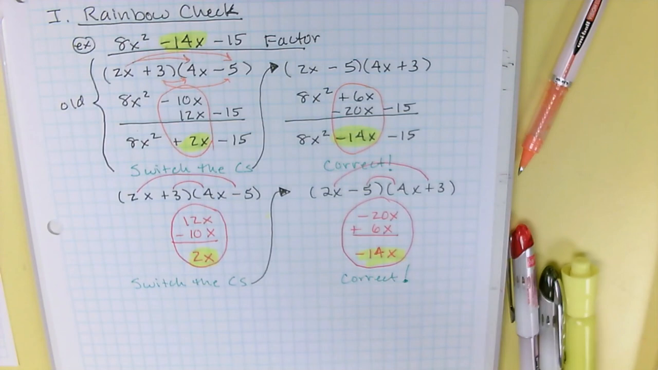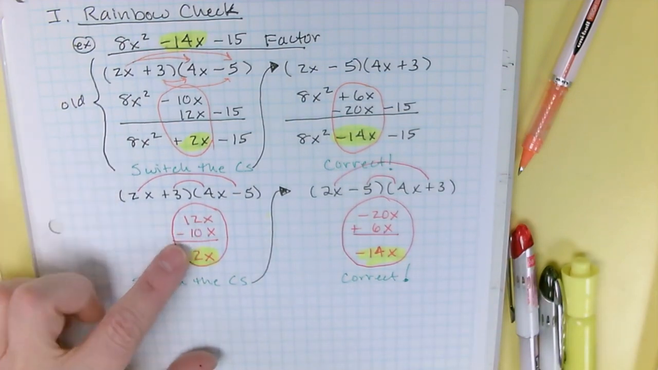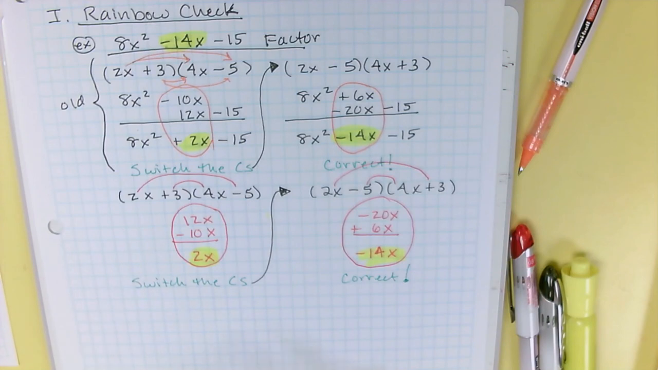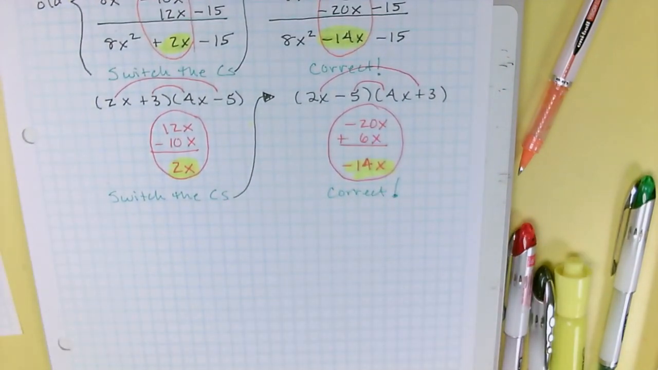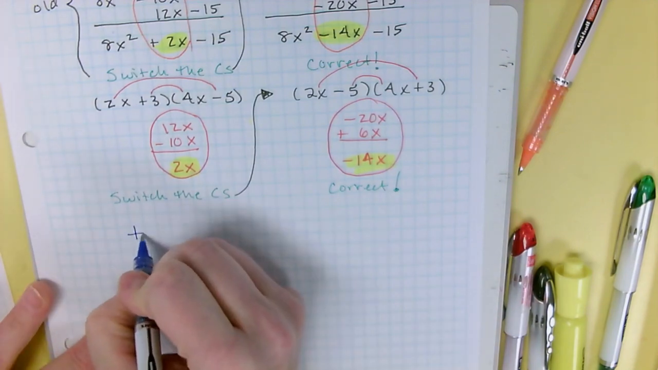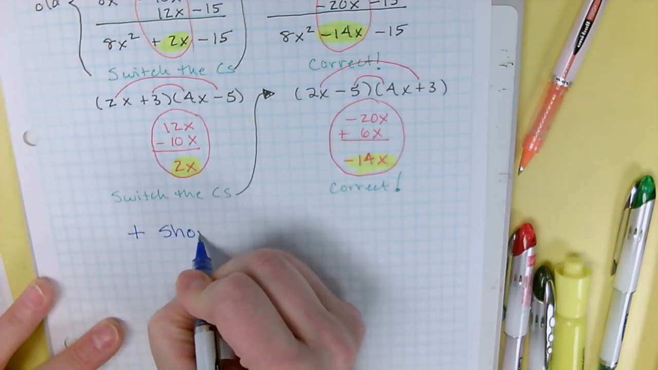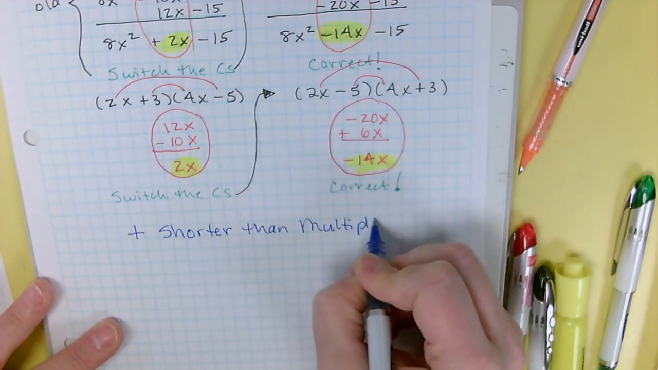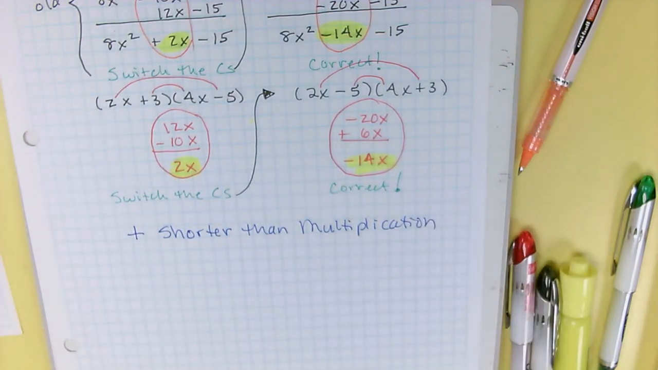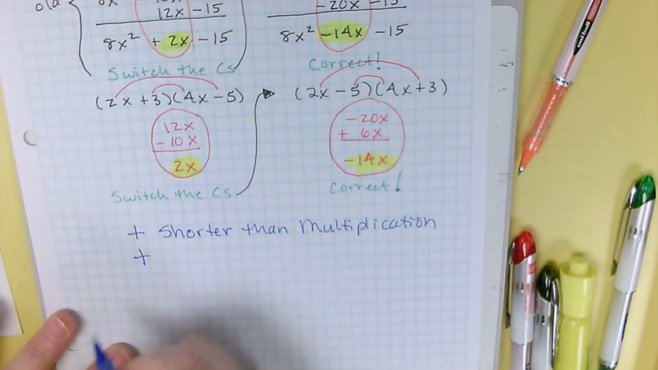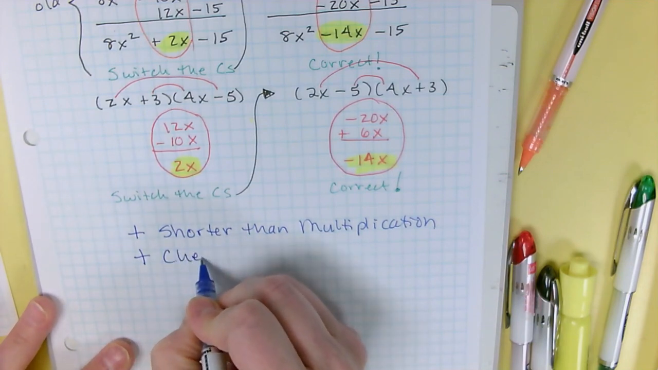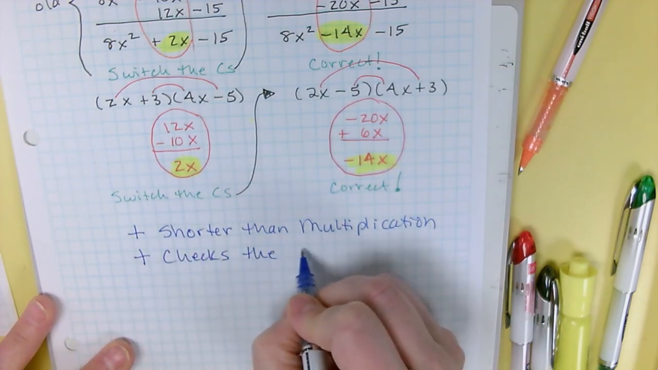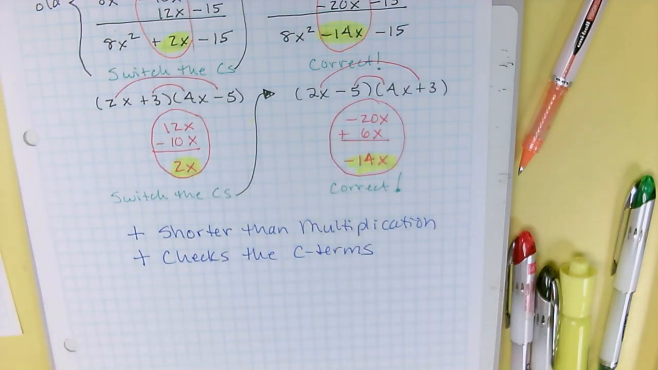So rainbow check lets you check for C's. Actually, you can usually do it in your head, which is really nice. You can always completely remultiply whenever you want, but it's just more work. That's all. Okay, so for rainbow check, the biggest positive is that rainbow check is shorter than multiplication. So it's a faster process than remultiplying. Another big plus is rainbow check checks the C terms to see if you've got them in the right places.